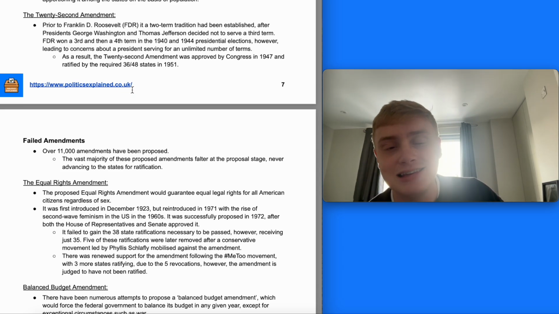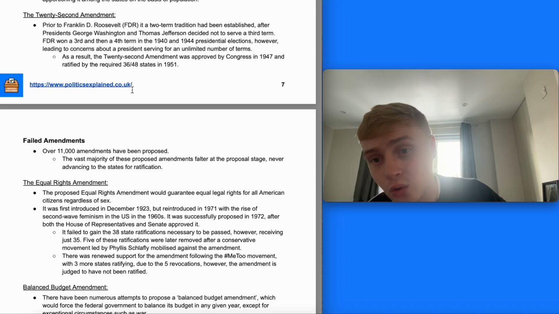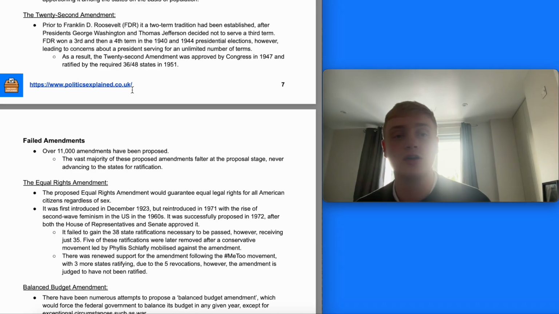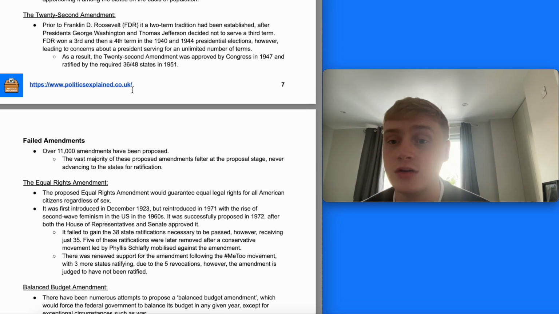And this led to real concerns about a president serving for an unlimited number of terms, because key to the US political system, the US political culture, and the US Constitution is the idea of liberty and preventing tyranny from one individual. Roosevelt talked at times about packing the court, and there were just general worries about a president having too much power. As a result, in 1947, the 22nd Amendment was introduced. It was approved by Congress and ratified by the required 36 out of 48 states in 1951, saying that a president can only serve for two terms.